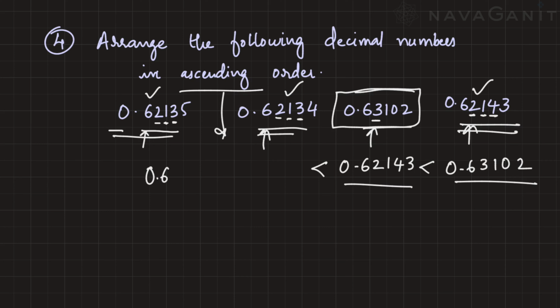Now I just need to compare between the first 2 decimals. So I have compared till 6213. Now we have 4 here and 5 here. So clearly 0.62134 is lesser than 0.62135, which is lesser than 0.62143, which is lesser than 0.63102. So this is how we can arrange a given set of decimal numbers in increasing order.